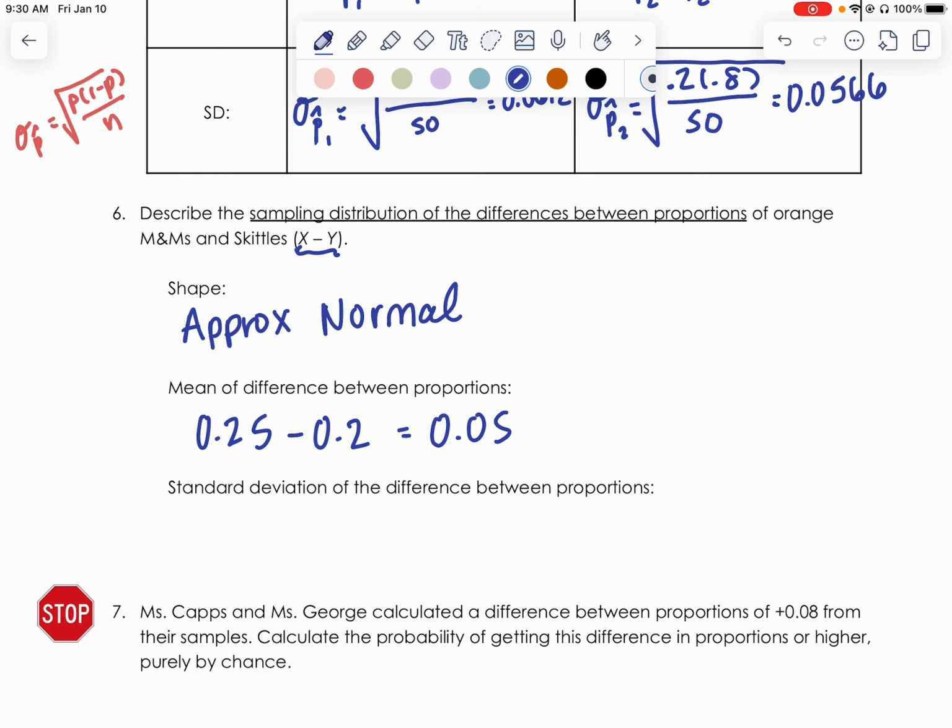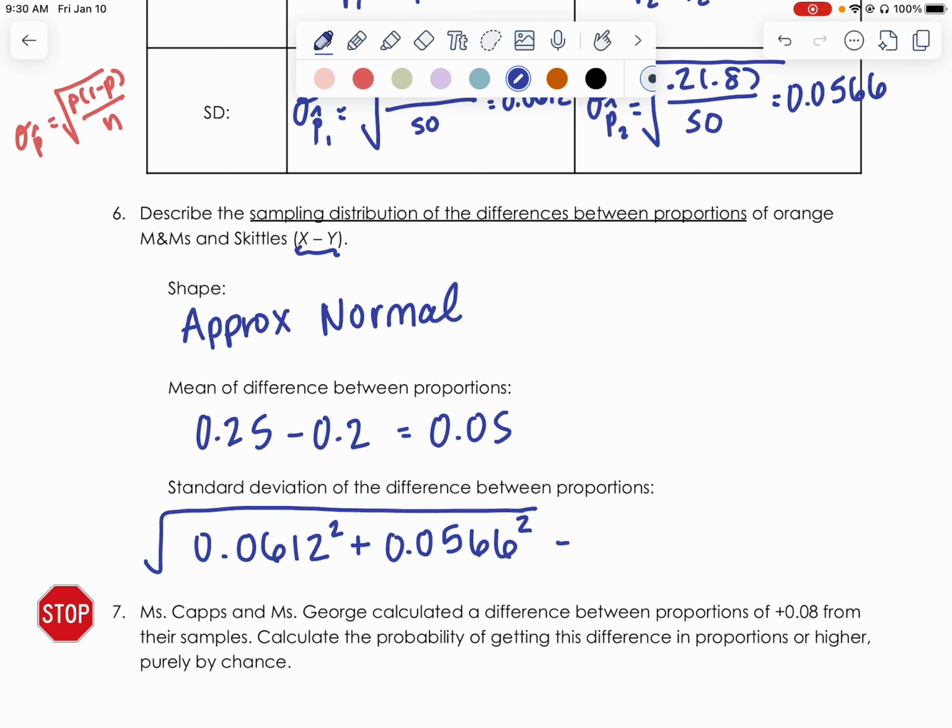Now, the standard deviation, if you tried to subtract it, that's not quite what we can do, because remember our saying, you cannot simply subtract standard deviations. Instead, what we have to do is we add the variances. So variance is standard deviation squared. And then we take the square root to get our final standard deviation.